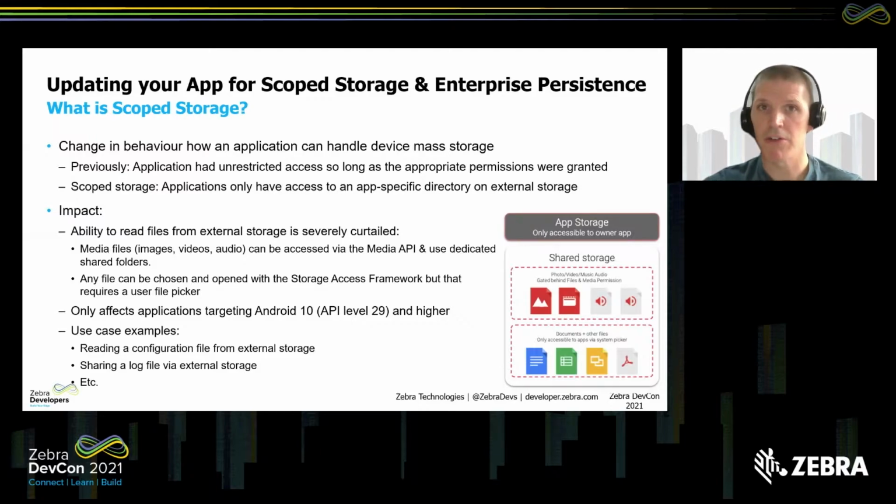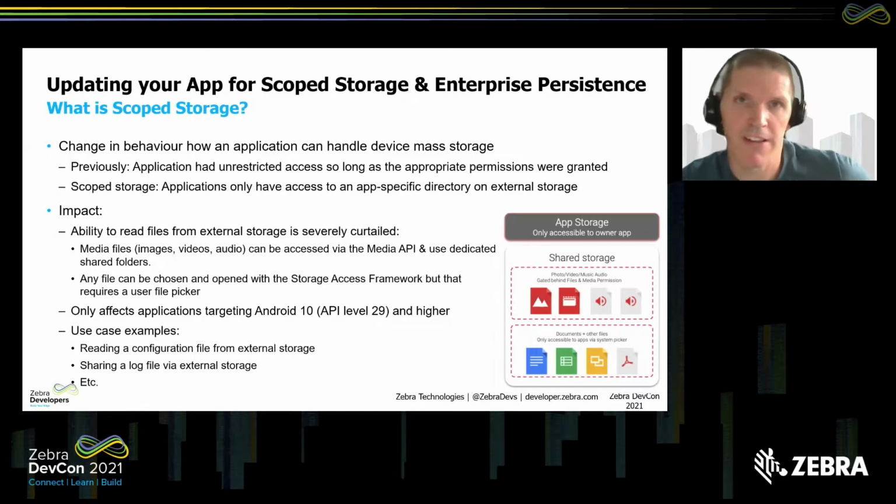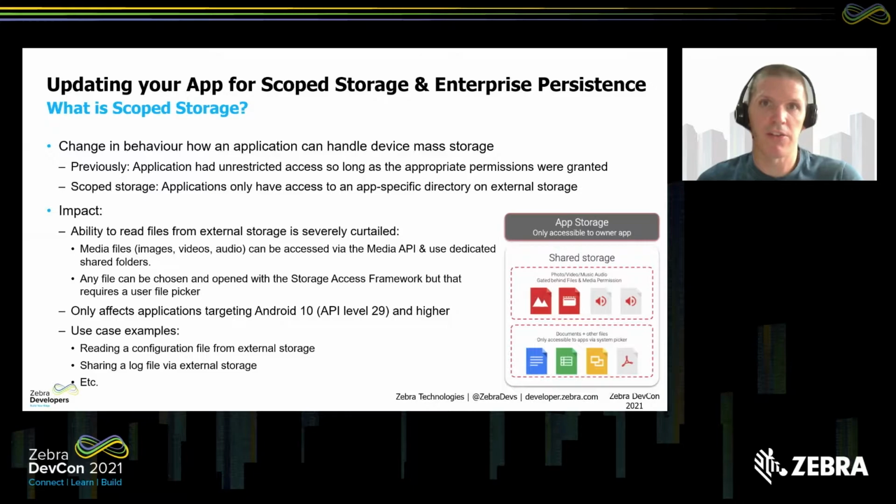And so scope storage was introduced to essentially extend the logic where an application could only access its own files on internal storage to external storage. So now, with scope storage in place, what we're talking about is an application can only access its own files in external storage and in internal storage. That's where the scoped aspect of it comes from. You are on external storage, you are only scoped to your own files.